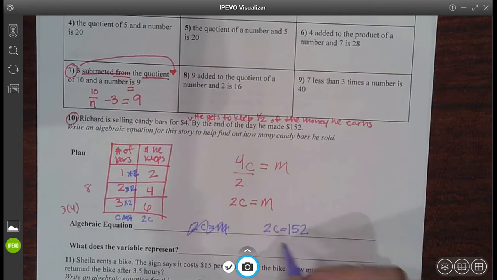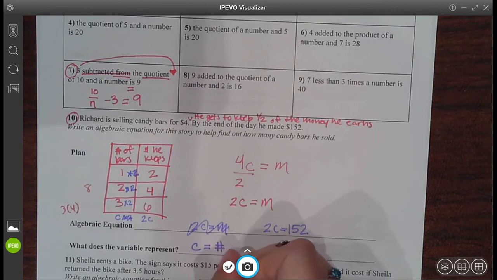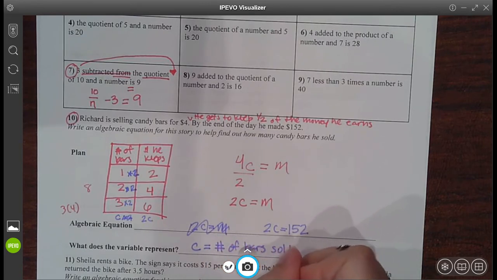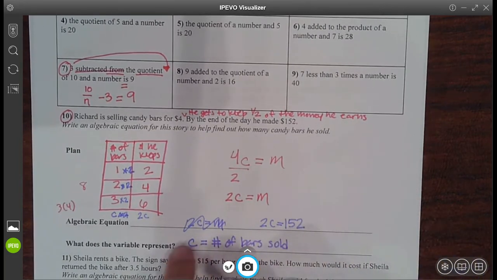And then define the variable that's left in your algebraic equation. The C that's left there stands for the number of bars sold. And there you go. I defined my variable so that the reader can know what that variable is standing for in the algebraic equation that I created.